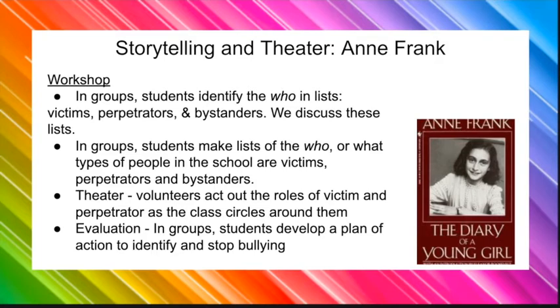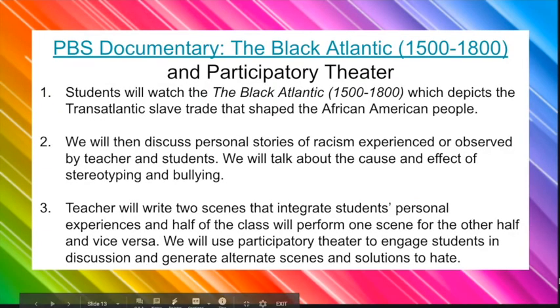They should come up with an example of bullying and then explain how they will use their plan to identify and stop the bullying. The next topic and project will be based on the PBS documentary, The Black Atlantic, 1500 to 1800, which depicts the transatlantic slave trade that shaped the African American people and the tragedies that happened over these centuries. After the documentary, we'll have a long discussion, and then in a circle, we'll discuss personal stories of racism experienced or observed by teacher and students.